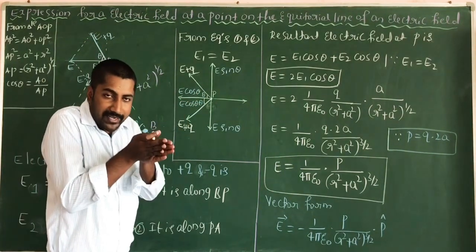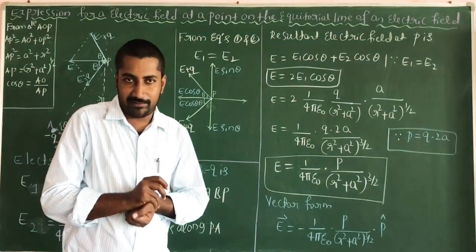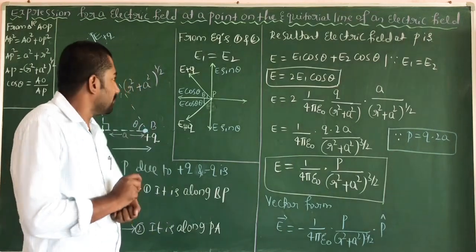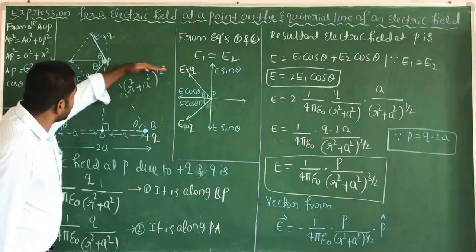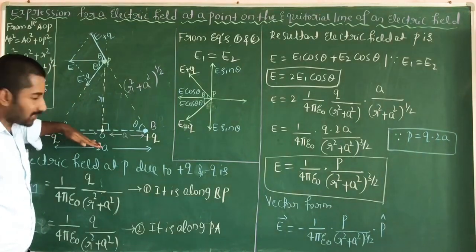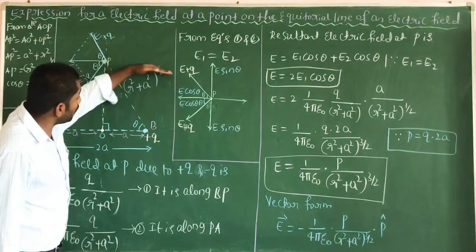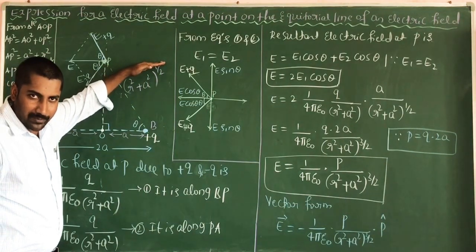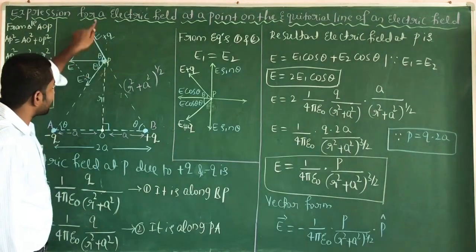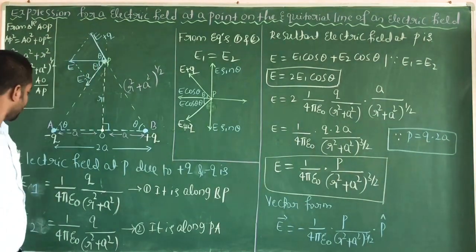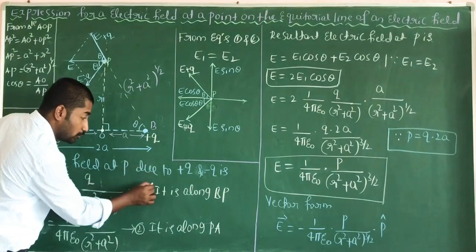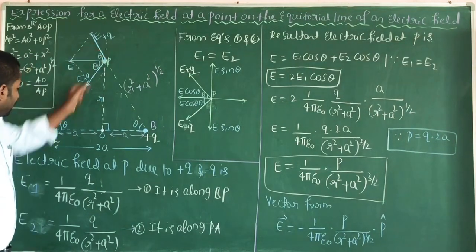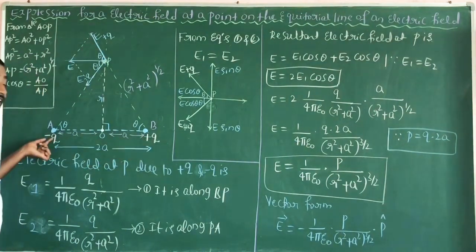When that electric field is resolved into two components, the component parallel to this axis is added up. But the component perpendicular to this axis cancels each other. Here, the electric field at P due to the positive and negative charge.